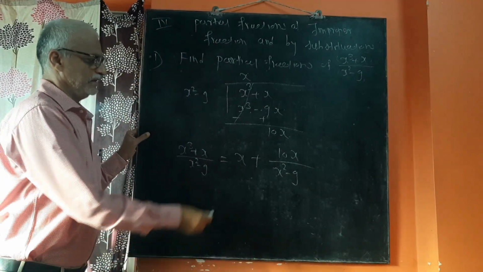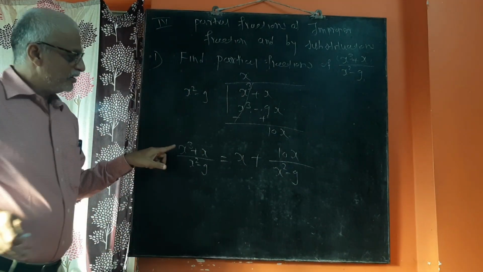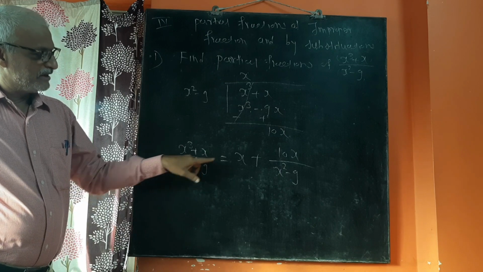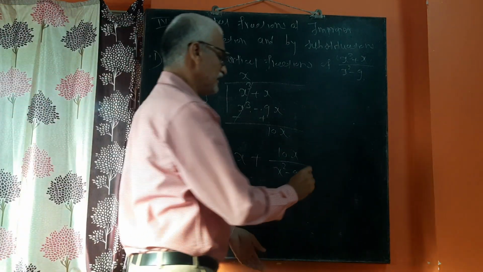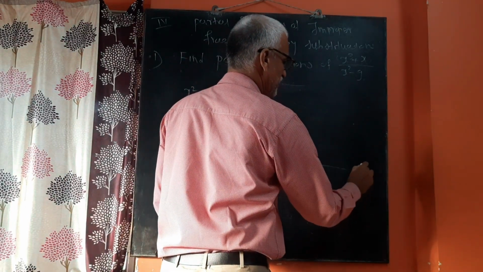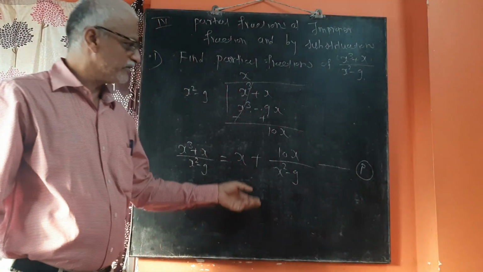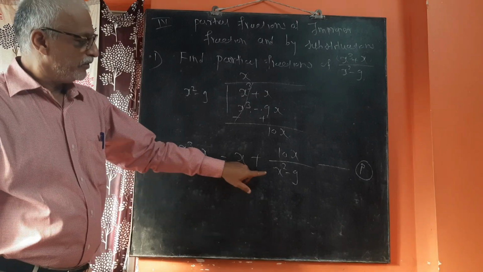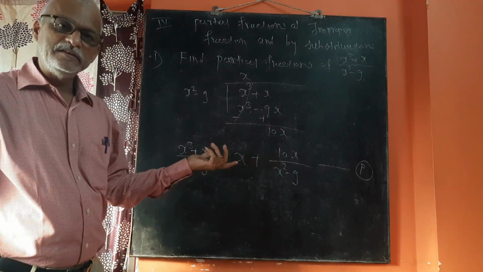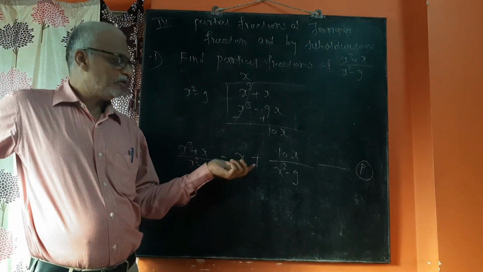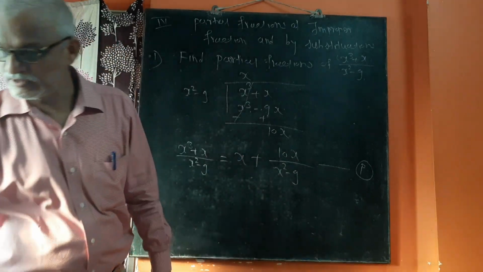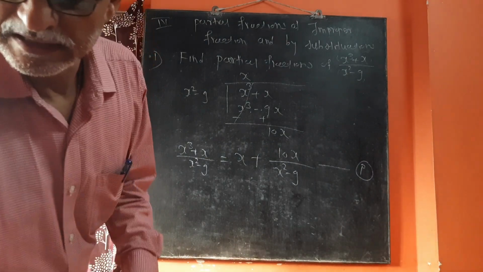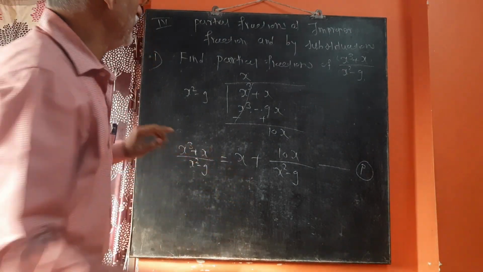So the value of (x³ + x)/(x² − 9) is x + 10x/(x² − 9). Let us say this is equation number P. Now we have to find the partial fractions. The x is in the simple form. We have to find the partial fractions of 10x/(x² − 9). So consider the second term, that is 10x/(x² − 9).